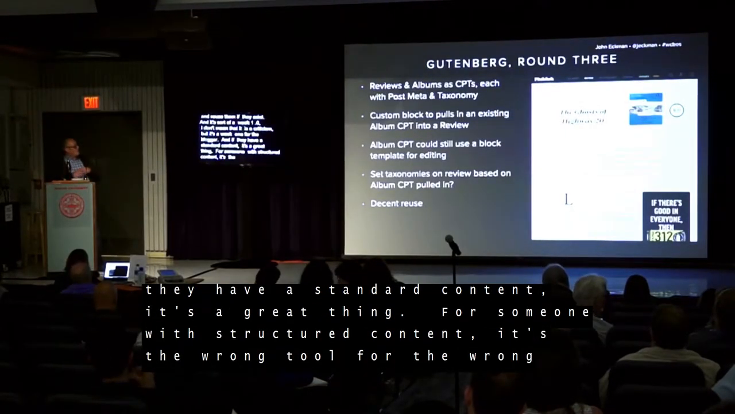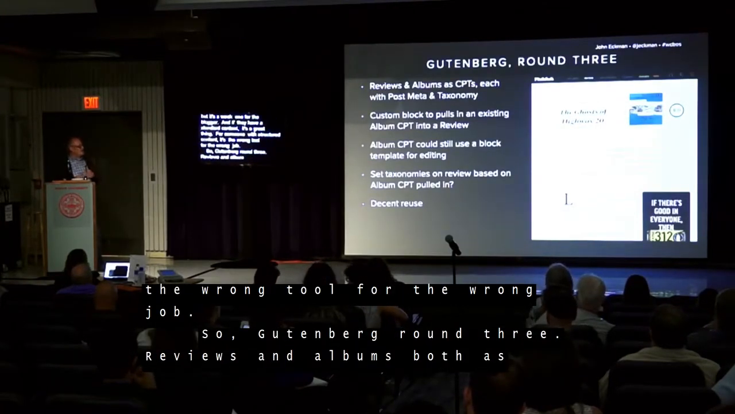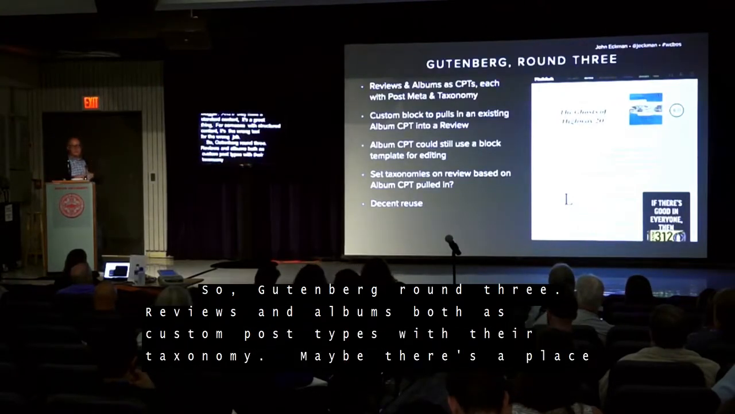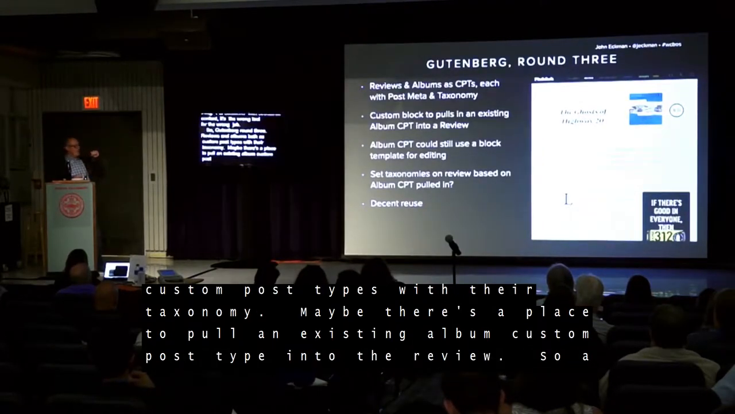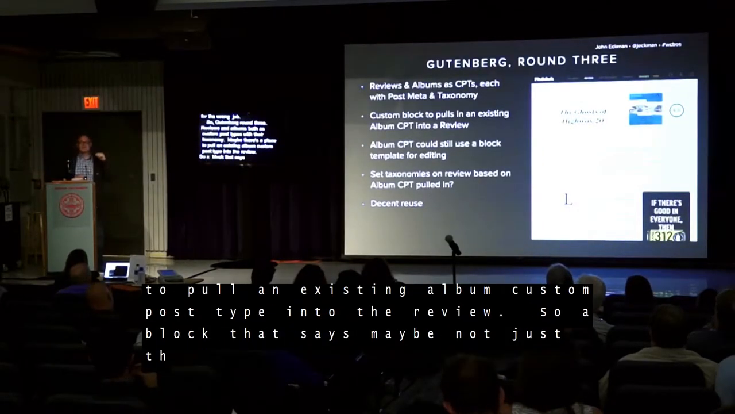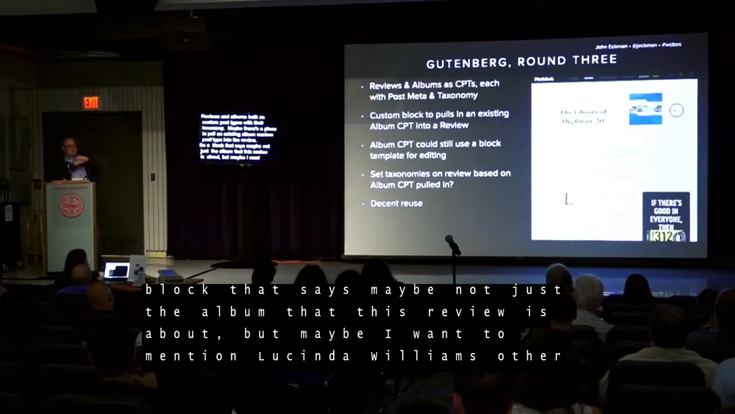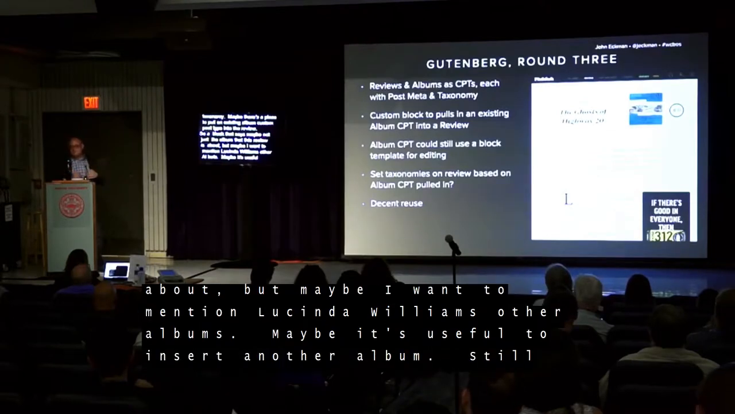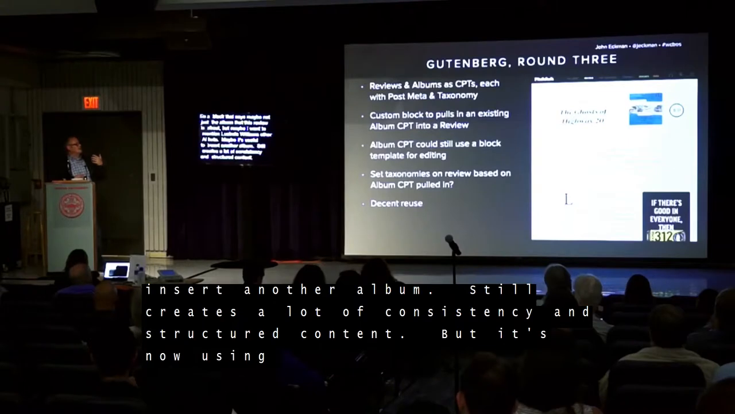So Gutenberg round 3: reviews and albums both as custom post types, each with their own post meta and taxonomy. Maybe there's still a point for a block that pulls an existing album custom post type into a review. So a block that says, maybe I want not just the album that this review is about, but maybe I want to mention Lucinda Williams' other albums, right? So maybe it's useful in the review to be able to say, I want to insert a custom block here that refers to some other albums. Still pulls in the same layout, still creates some visual consistency, still creates a lot of structured content. But is now using the CPT, right?